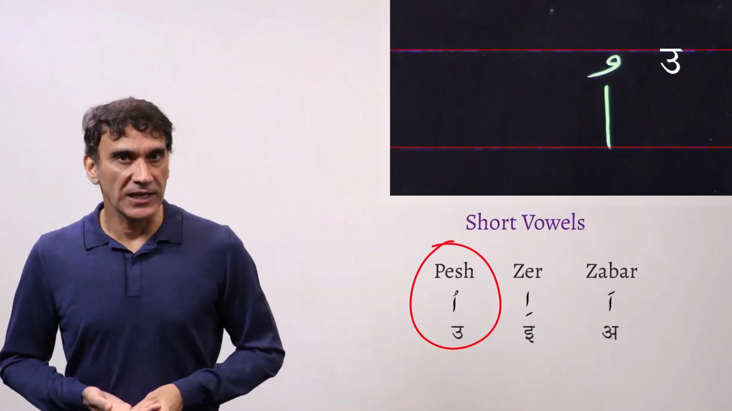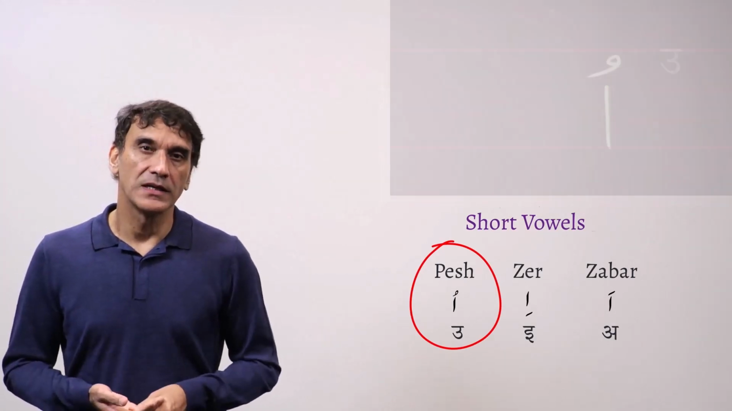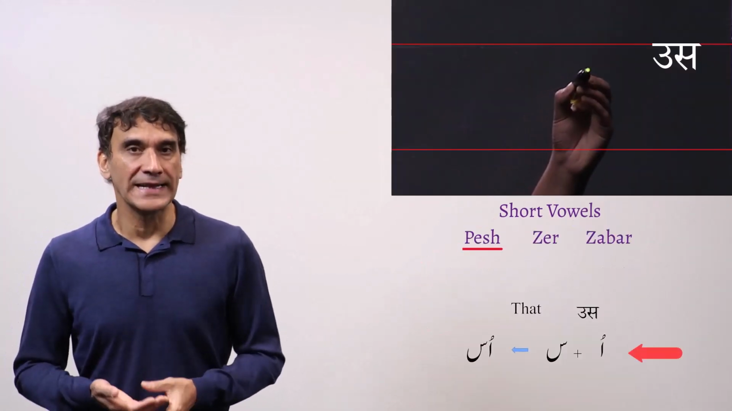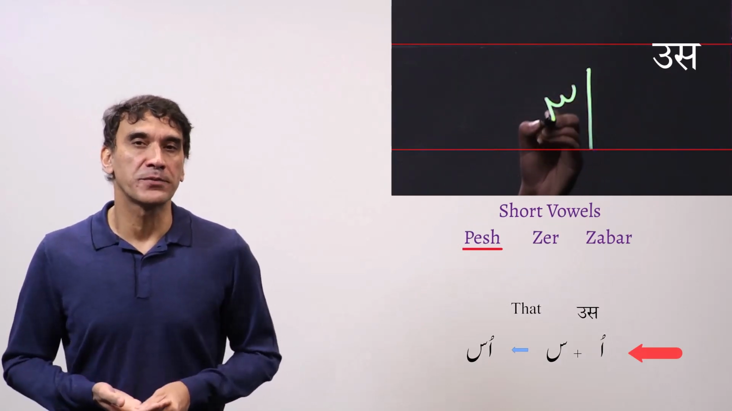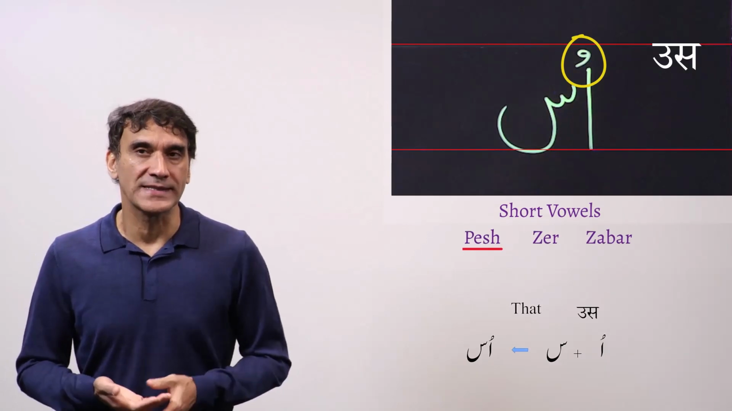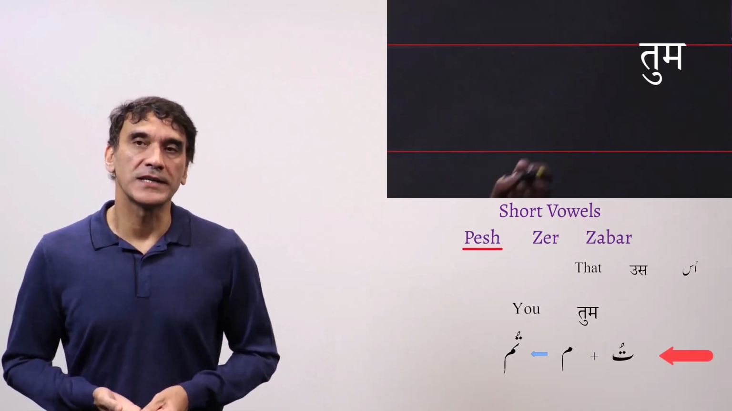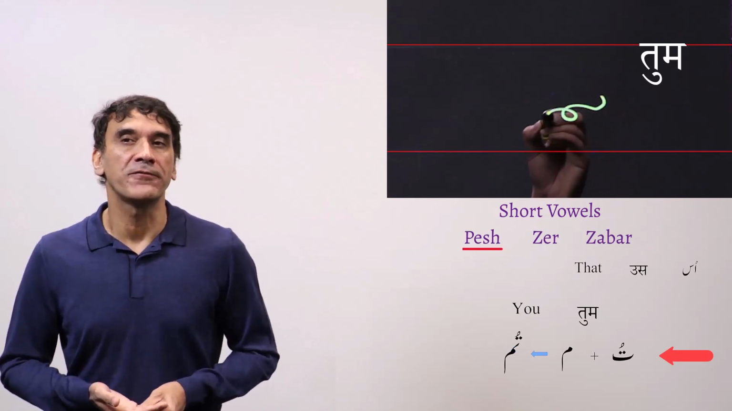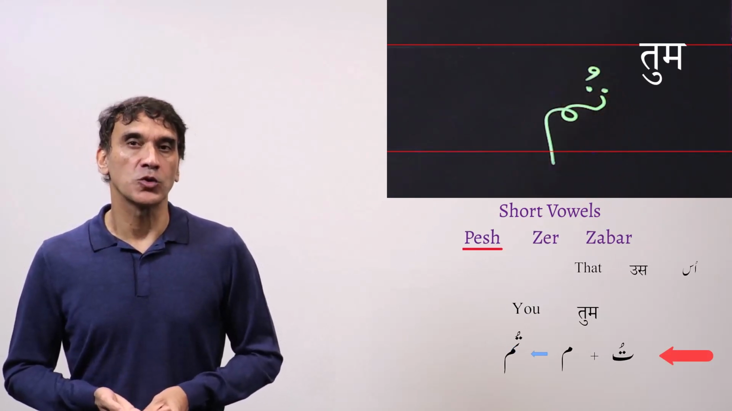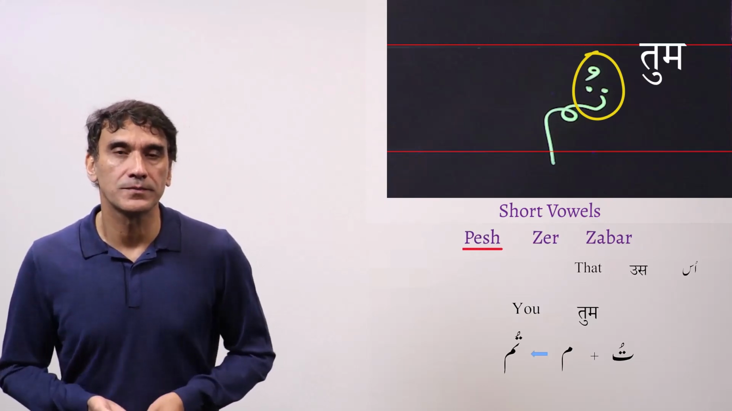Let's now take the final short vowel Pesh that represents short U matra in Hindi. The first word is Us, meaning that, the oblique form of the pronoun wo in Hindi Urdu. So Alif Pesh U plus Sin, U sa, Us. The next word is Tum, the second person informal subject pronoun. So Te Pesh Tu plus Mim, Tu ma, Tum.